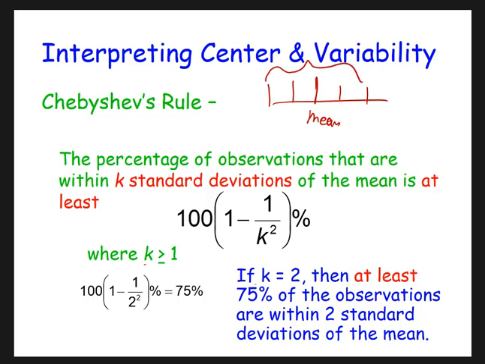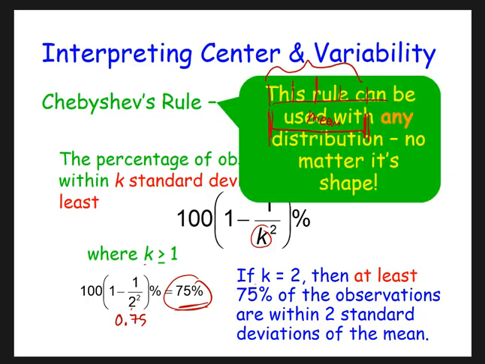So k equals 2. We put 2 into this formula for k. So it's 1 minus 1 over 2 squared, which becomes 1 minus 1/4, which is 3/4 or 0.75, times 100 makes it 75%. We would expect 75% of the data in any set to be between 2 standard deviations smaller than the mean to 2 standard deviations larger than the mean. So this rule can be used with any distribution, no matter what the shape.